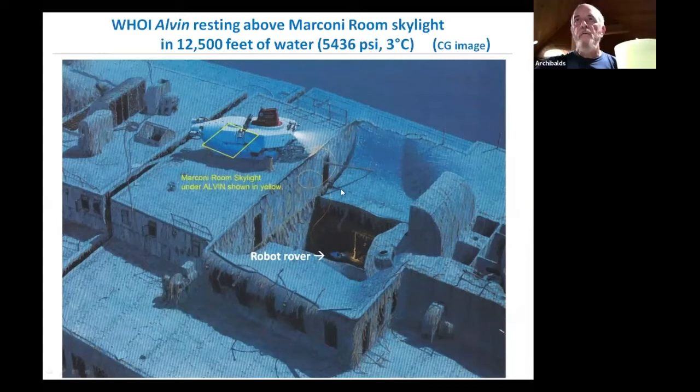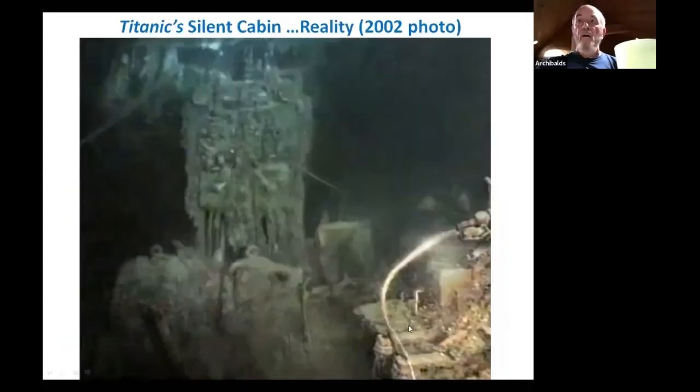If you look closely, you'll see there's a little faint yellow umbilicus that goes down to a robot rover. And this is how the pictures were taken. No human has been into the radio room or the silent room since 1912, but a lot of little rovers have gone in to take pictures. Now here's when they took the first pictures in the silent room, not the Marconi room, the silent room.